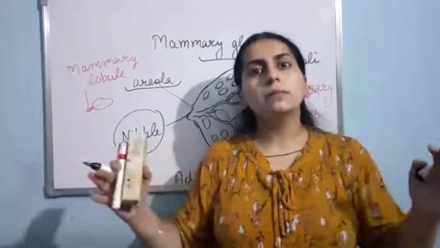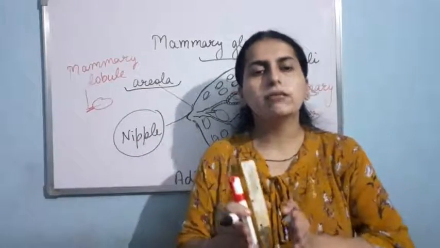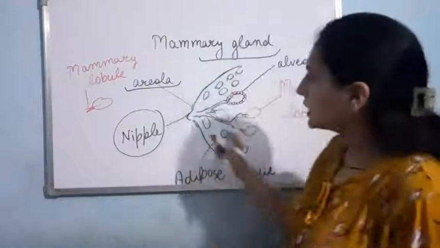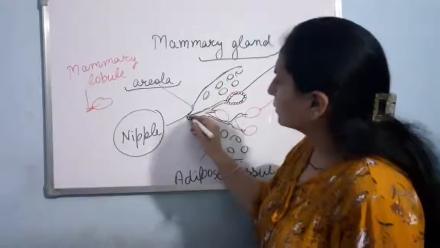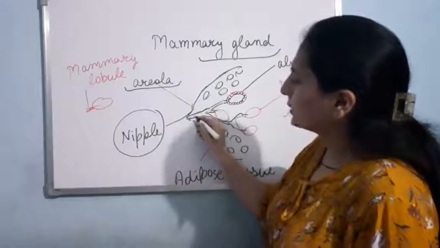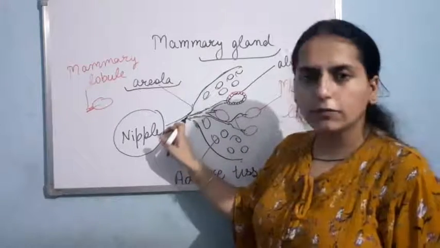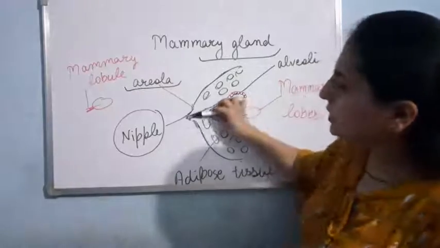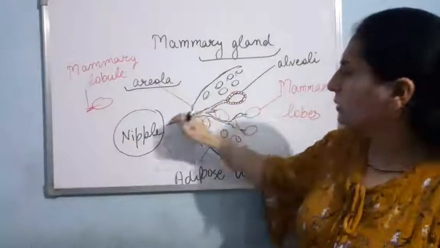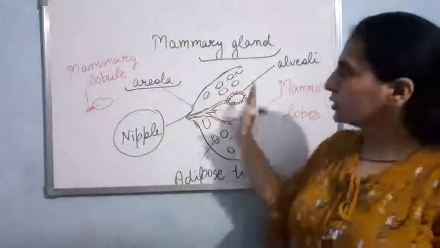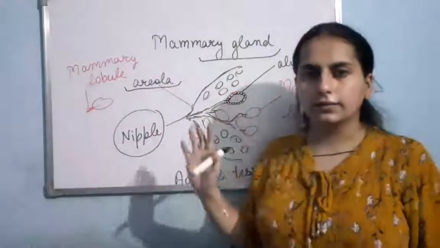Now all the mammary ducts will join and result in the formation of a single duct, that is the lactiferous duct, which will open in the nipple area. When the baby sucks from here, the milk will be sucked by the infant from the lactiferous duct. Is it fine? So this is about the mammary gland. Thank you.